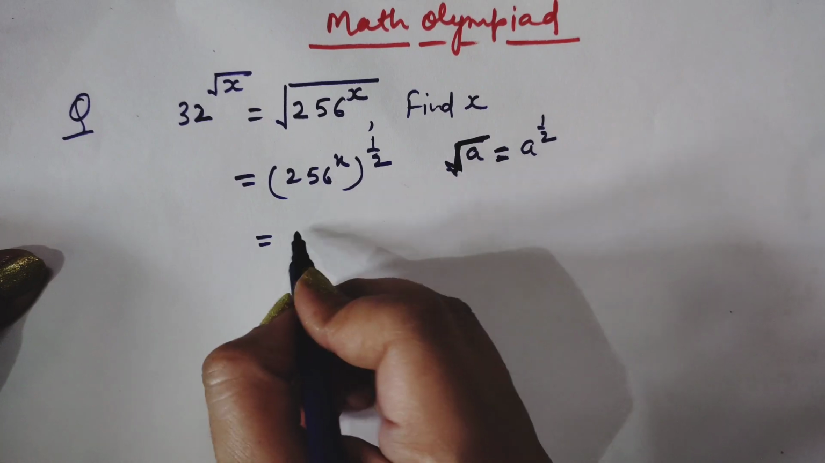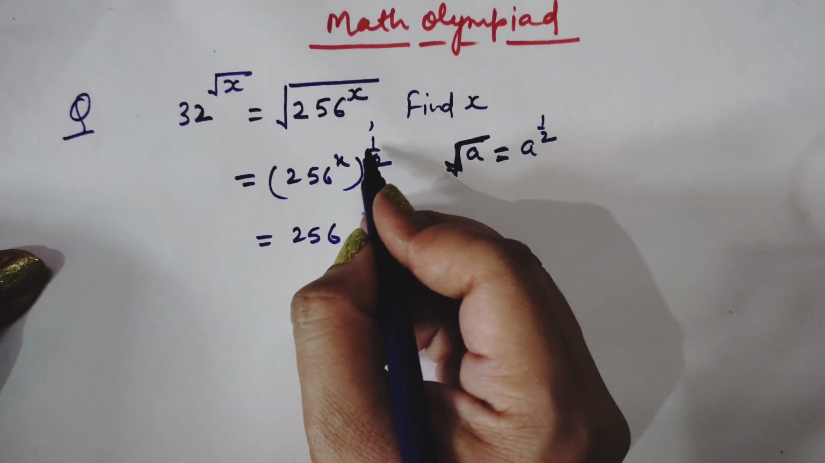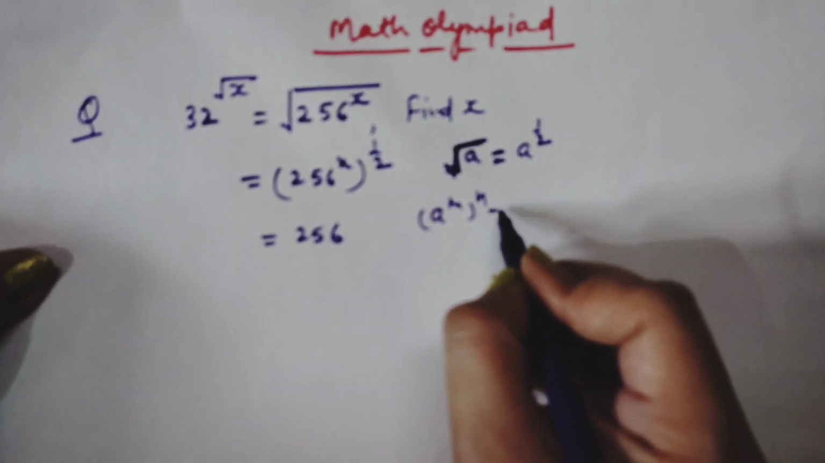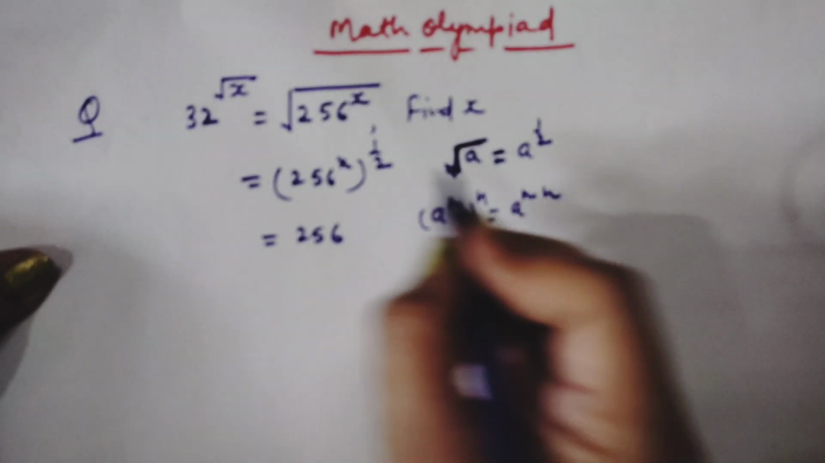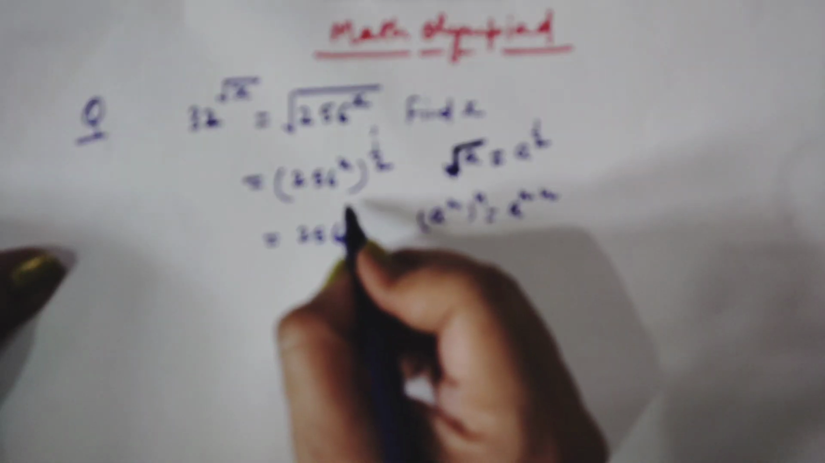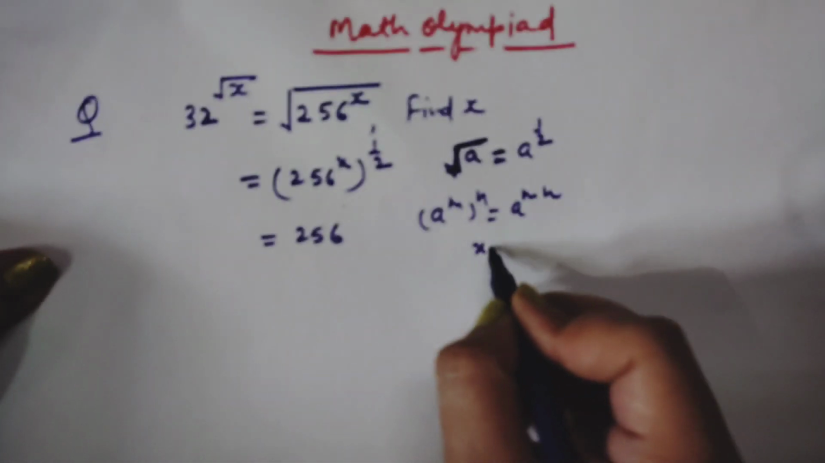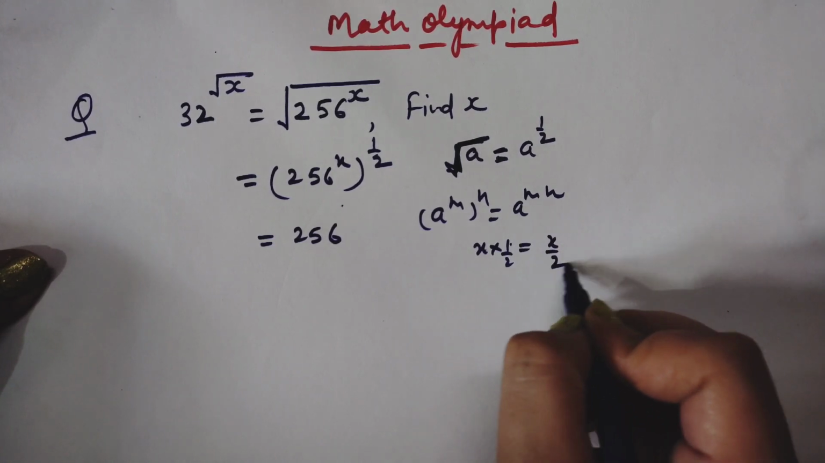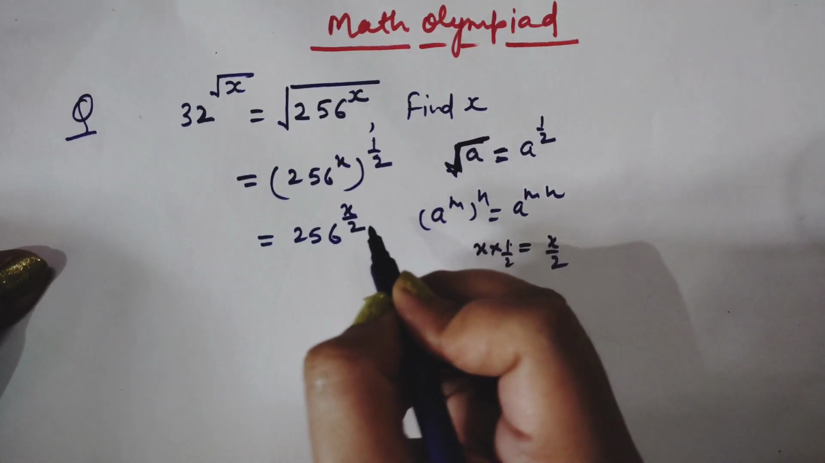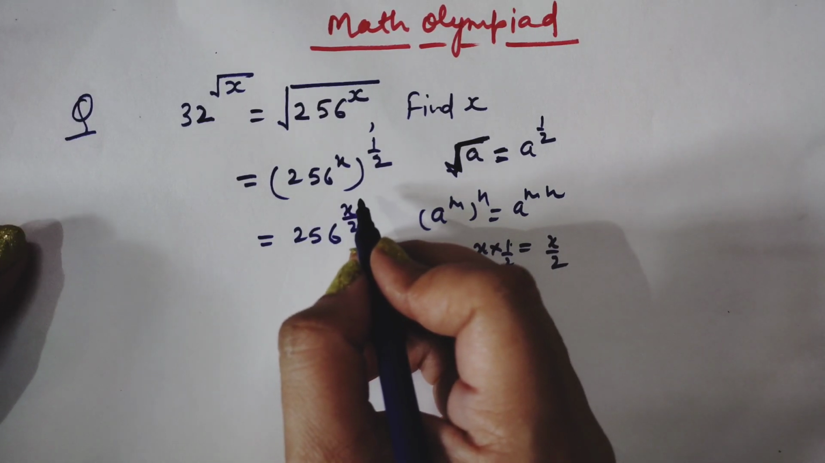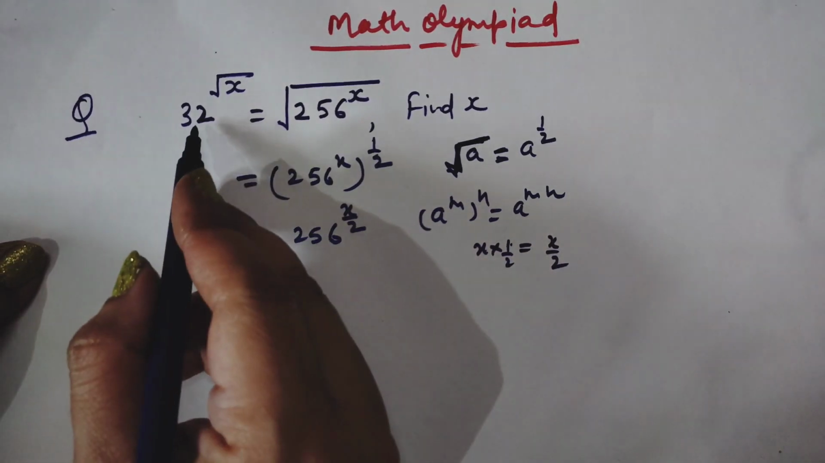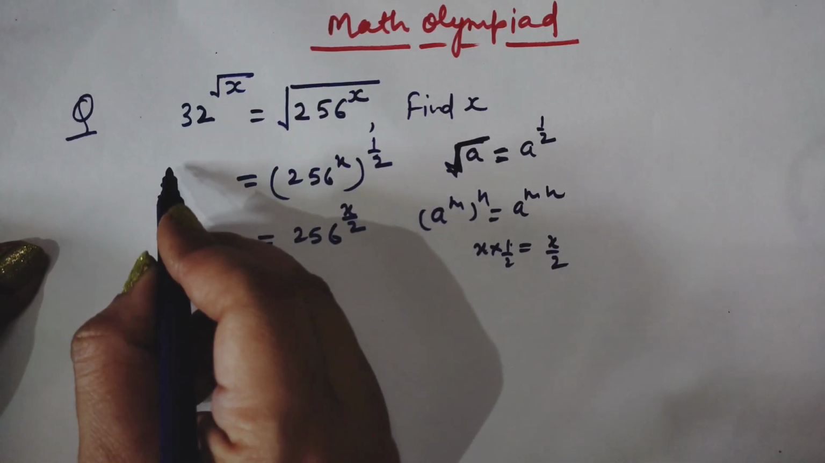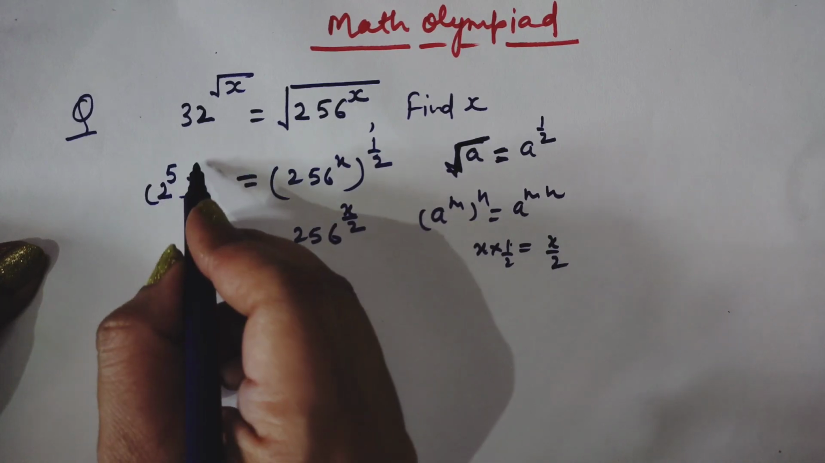Now in the next step, 256 is as it is, and x into 1 by 2. We are using the law of exponents: a power m whole power n is equal to a power mn. So x multiplied by 1 by 2 is x by 2, so you can write 256 power x by 2. Similarly, on the left we write 32 as 2 power 5, so 2 power 5 root of x.